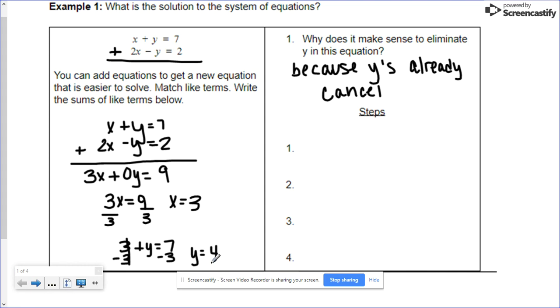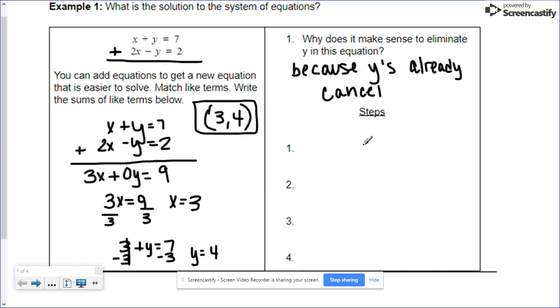The way you want to write this answer is not in two separate forms like that. You want to write it like an ordered pair. We know x goes first. That's the first number in an ordered pair. And we know x is 3, and we know y is 4. This is our solution right here.